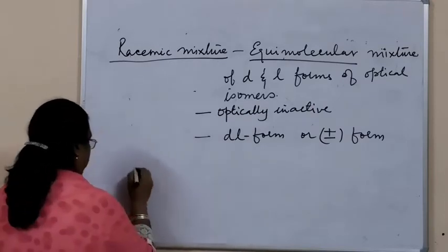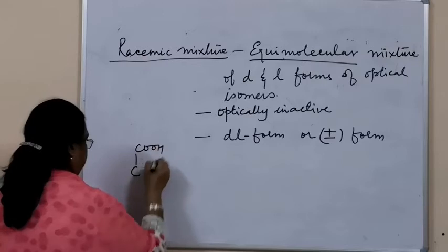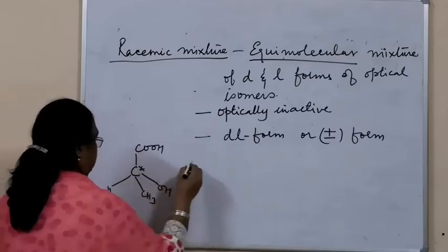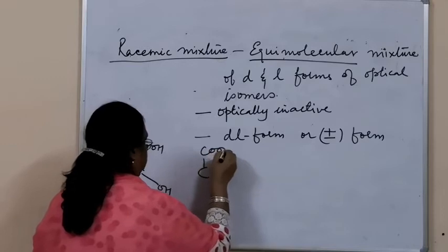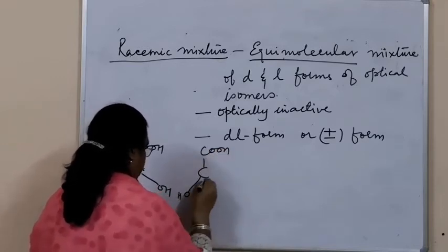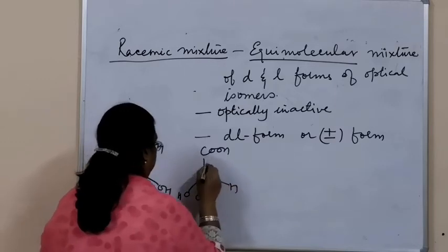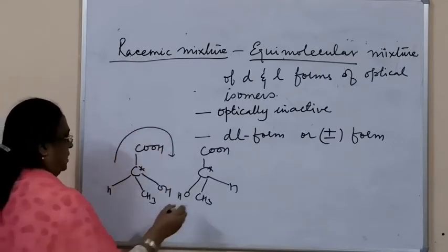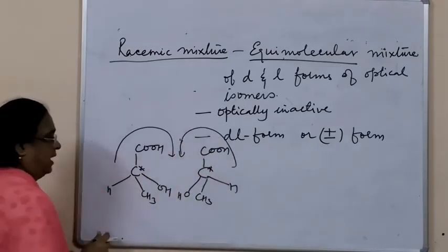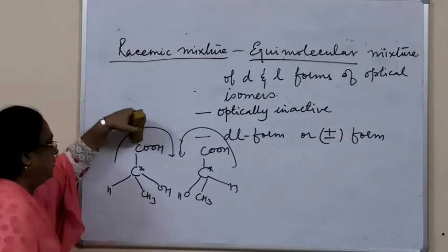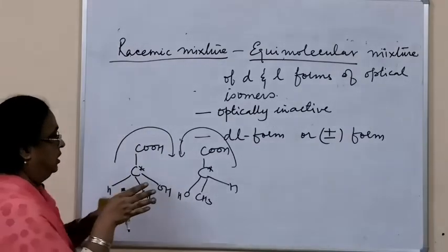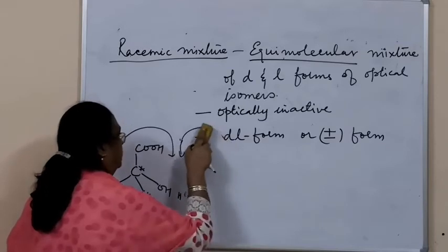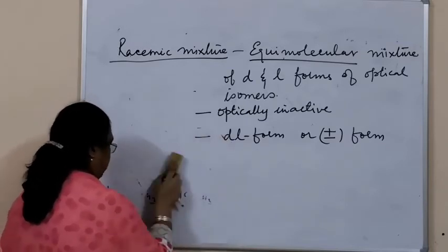So why is it so? If you have the compound lactic acid, and this is the D form, and this is the L form, one molecule of each. This will rotate the plane of the polarized light clockwise. This will rotate the plane of the polarized light anti-clockwise. So what will happen? The rotation of the plane of the polarized light to the clockwise direction by this will be cancelled by this. So the rotation of the plane of the polarized light is cancelled.